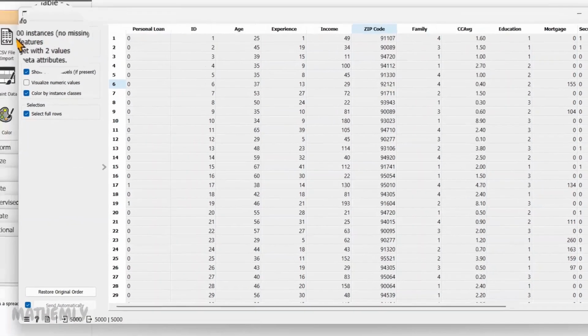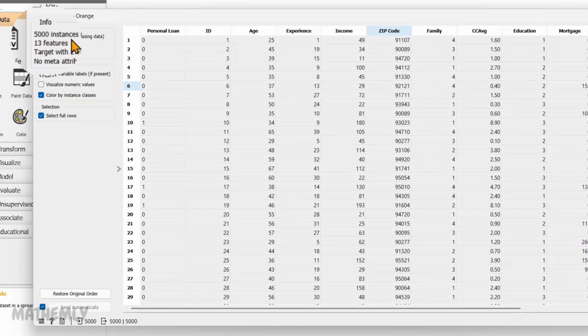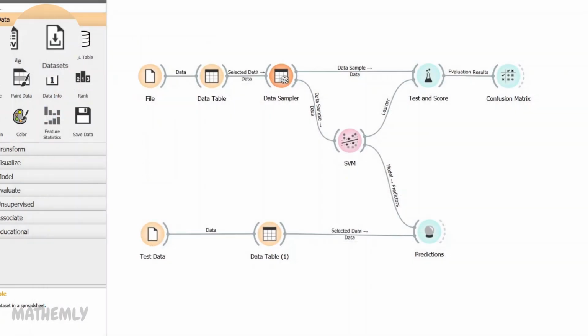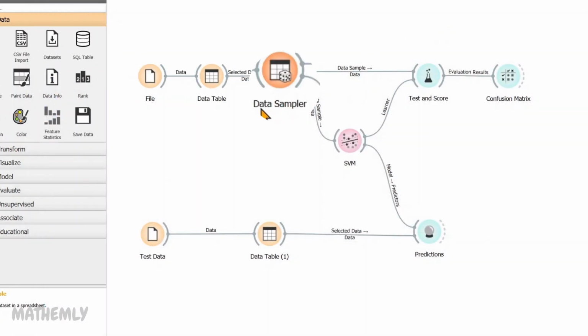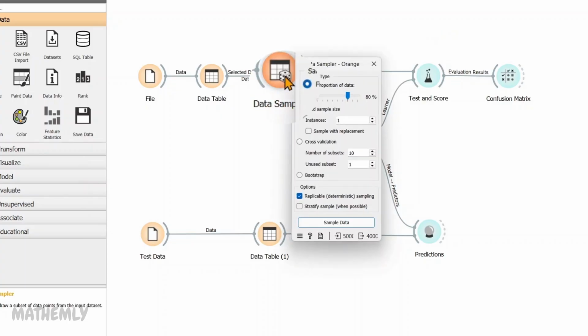The dataset contains 5,000 instances, giving us enough data to train and test our model. By analyzing these features, we aim to predict customer behavior regarding personal loan acceptance. Before training our model, we need to split our dataset into training and testing sets. This is where the data sampler widget comes in. It helps us randomly select a subset of data for training while keeping the rest for testing.